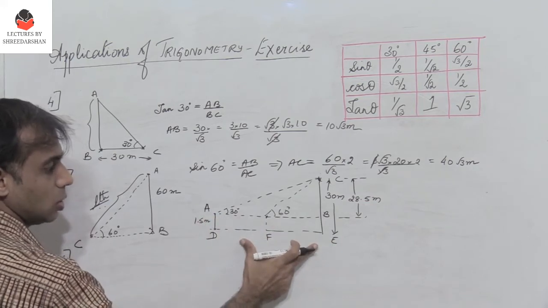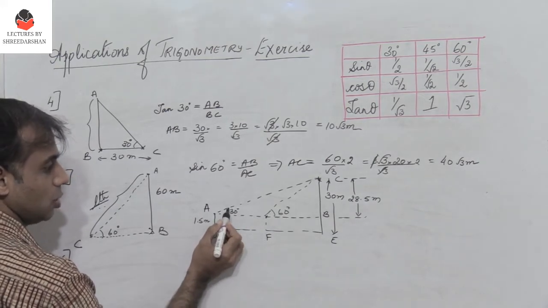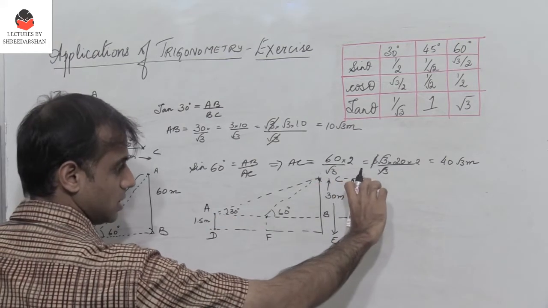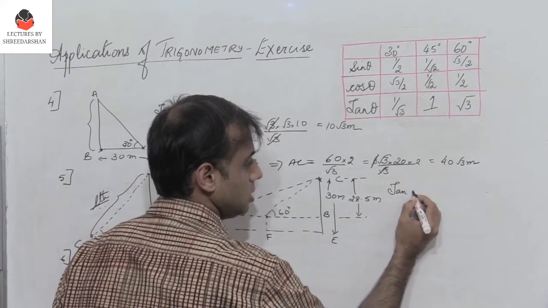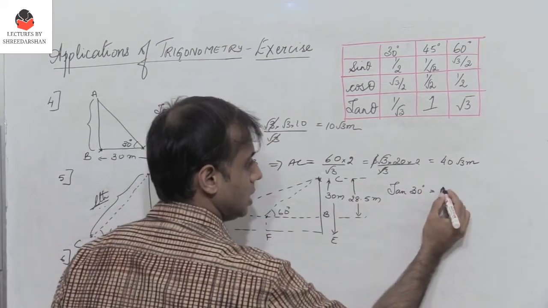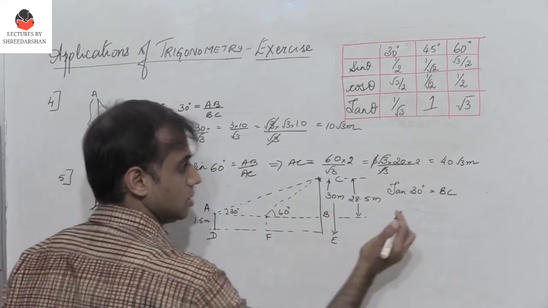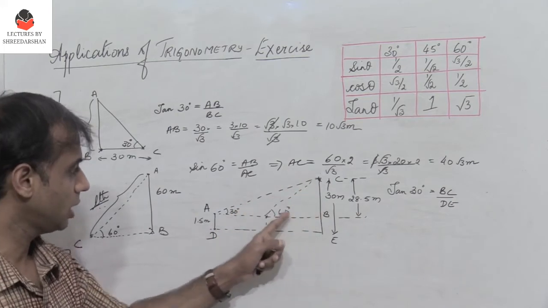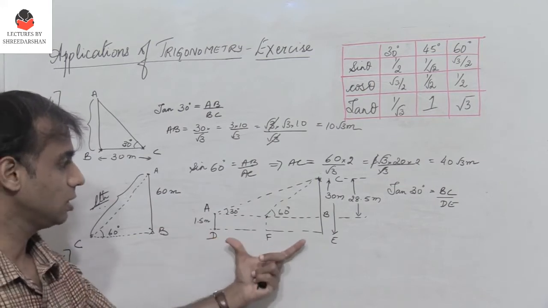Now I would like to find this distance DE. So how do I find DE? Here I have tan 30, which is the opposite side BC divided by the adjacent side DE. So I have to use tan 30 degrees, which is BC divided by AB, which is nothing but DE, isn't it? Here I am considering this right angle triangle ABC, but AB is equal to DE. So I can find out the length DE.